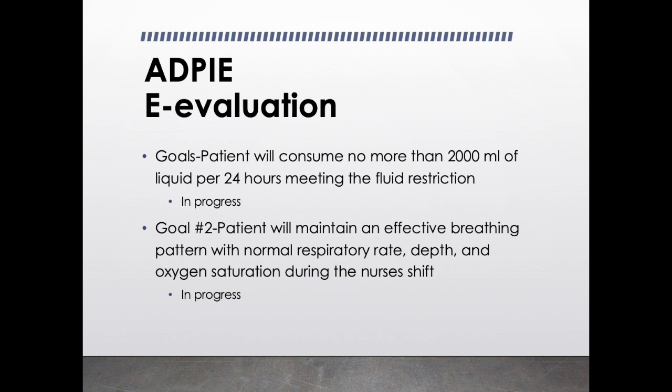So the 2 goals, just to refresh your memory, was the patient will consume no more than 2,000 mLs of liquid per 24-hour, meeting the fluid restriction. We're still on shift, so that's an in-progress goal. Second goal, patient will maintain an effective breathing pattern with normal respiratory rate, depth, and oxygen saturation during the nurse's shift. Again, we're still on shift, in progress. So we evaluated our 2 goals.